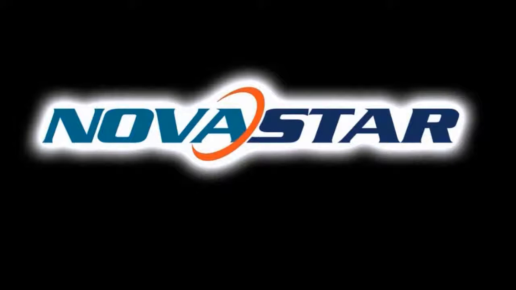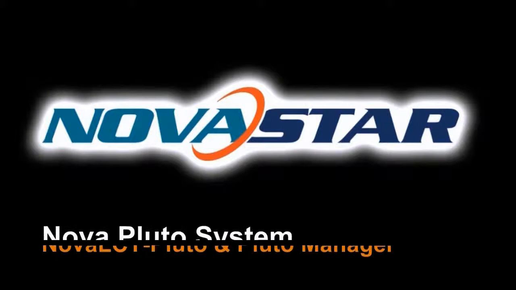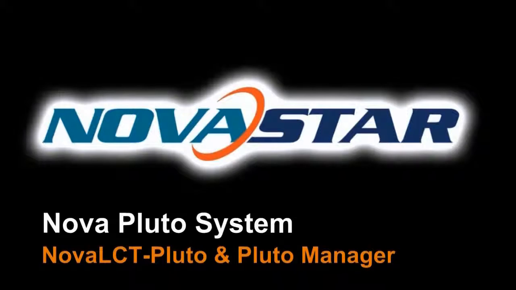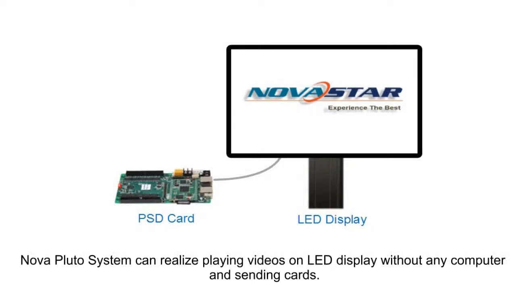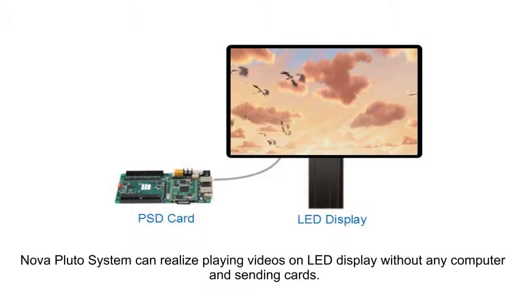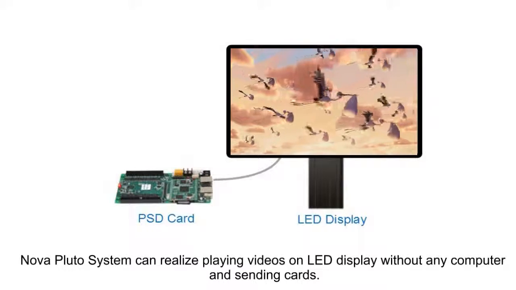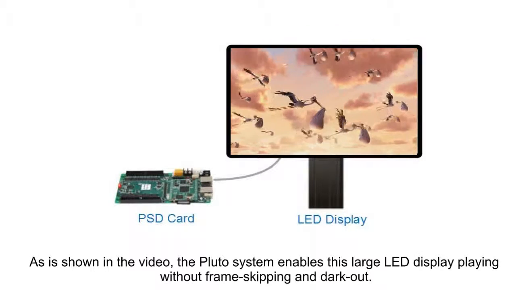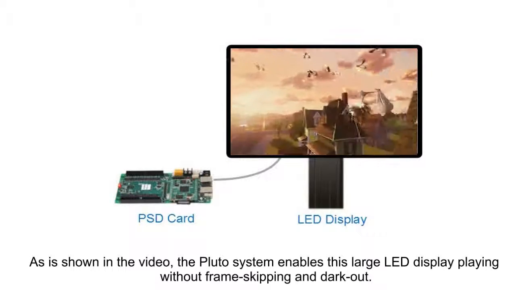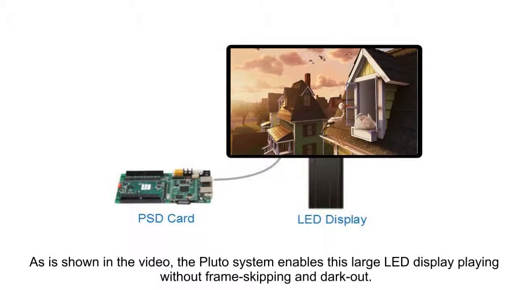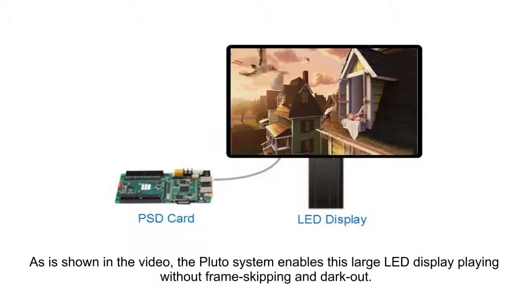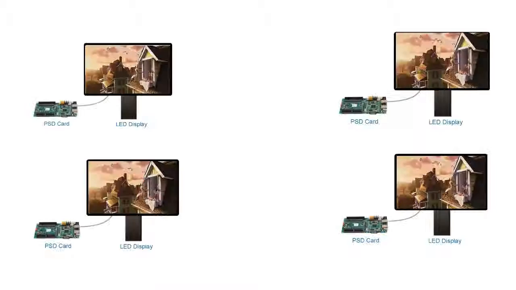This video is mainly for demonstrating the Nova Pluto system, which means asynchronous system. The Nova Pluto system can realize playing videos on LED display without any computer and sending cards. As is shown in the video, the Pluto system enables this large LED display playing without frame skipping and dark-out.